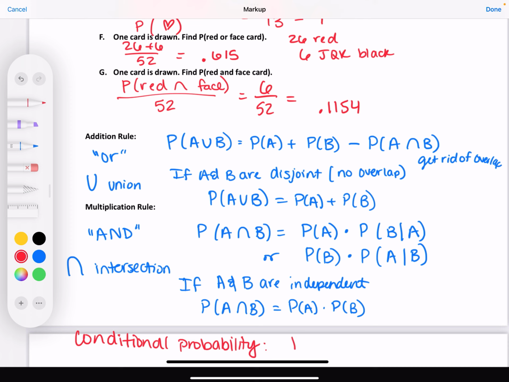Conditional probability is that the probability of A given B is equal to the probability of A intersect B over the probability of B, and that could also be written the other way. If you had B given A, it would be the probability of B intersect A over the probability of A. So whatever the second thing written is what goes on the bottom, and then it's just the intersection of the other two things.